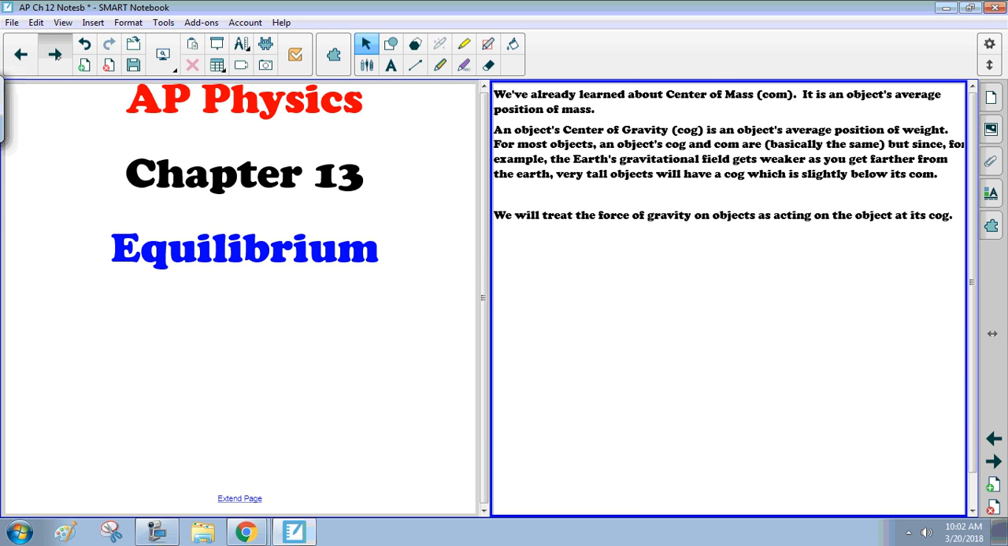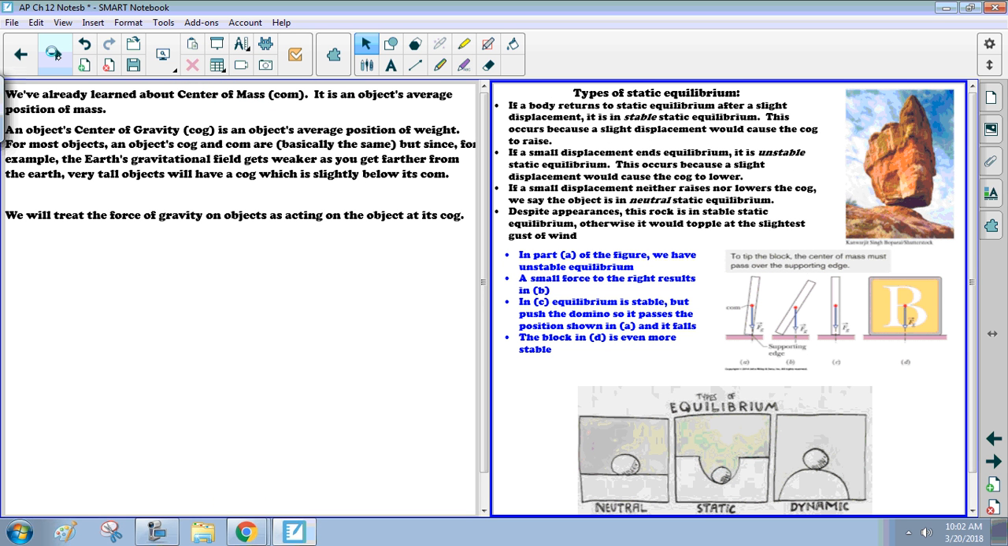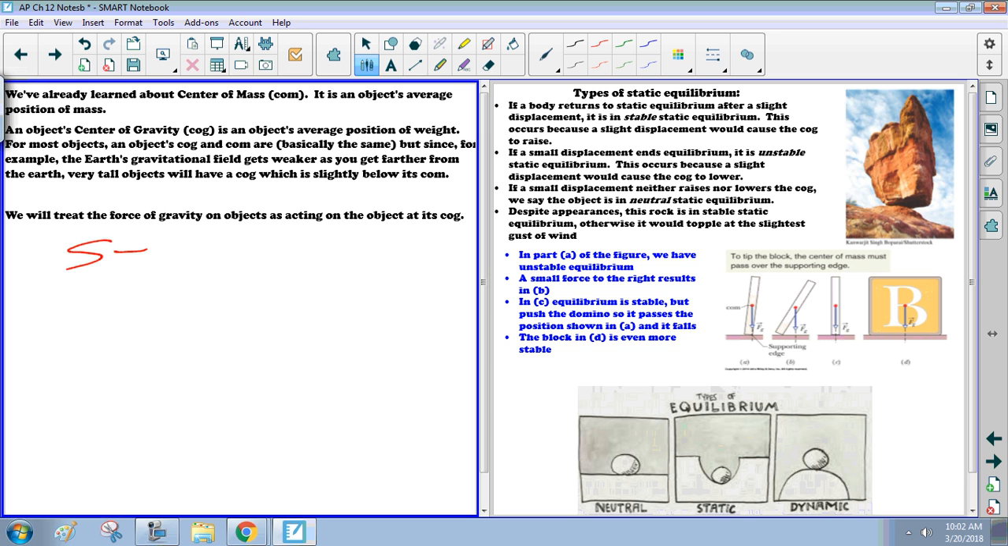I rearranged some of these slides, and I realized about 10 seconds ago that I probably jumped the gun here. The whole point of today's lecture is that we're going to be learning about what's called static equilibrium.